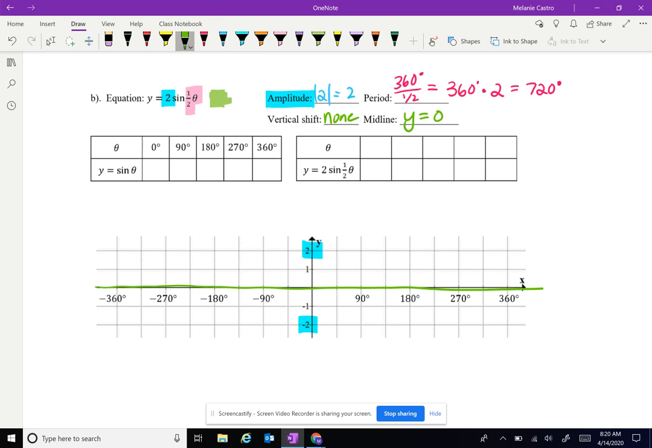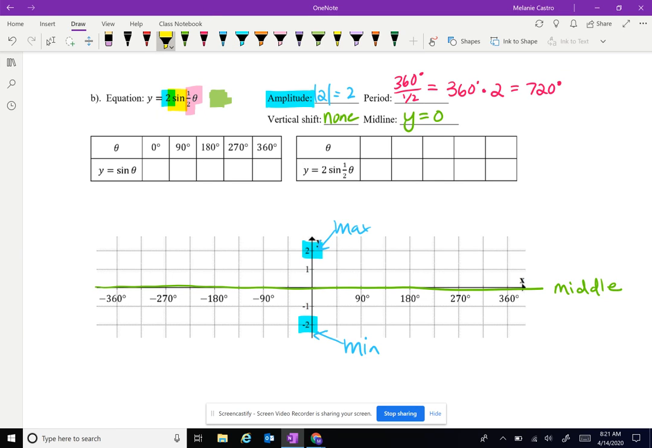So if we know where the middle is, if we go up 2, that would be my max. And if I go down to negative 2, that will be my min. And we're going to wiggle back and forth between there. Well, how we wiggle depends on that unit circle.